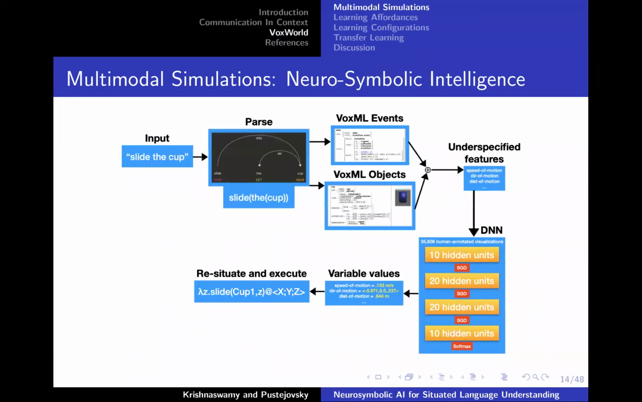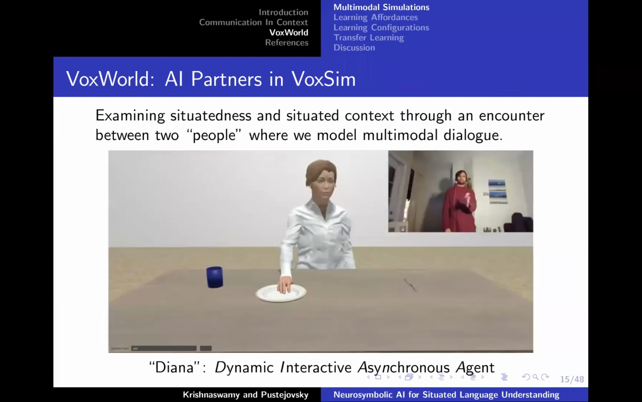The process of that looks something like this. You take an input and parse it and extract the events and objects with all their VoxML properties. These are then recomposed, and that recomposition is going to leave certain features underspecified depending on the object and the event, such as speed of motion, direction of motion, etc. This is fed to a neural network that's trained over 35,000 human annotated visualizations of various motion events. The output of that neural net is variable values for those underspecified features that are then resituated and executed in context. So you're going to get a visualization of a particular instantiation of a cup sliding that someone can then look at and say, yes, that's a cup sliding, or no, it's not.